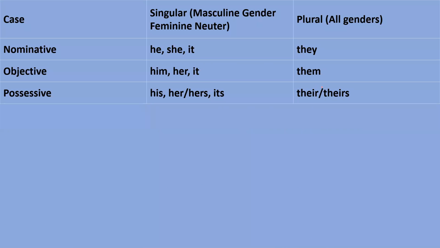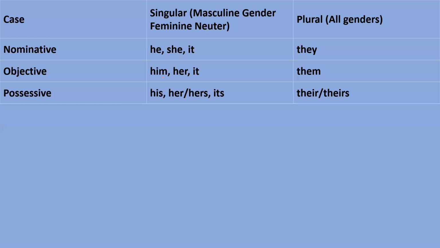See this. That's the third person pronoun. He, she, it. These are nominative case pronouns, right? And they is also a nominative case pronoun. He, she, it, third person singular. We use them for the masculine gender and for the feminine gender. And they is our plural word.